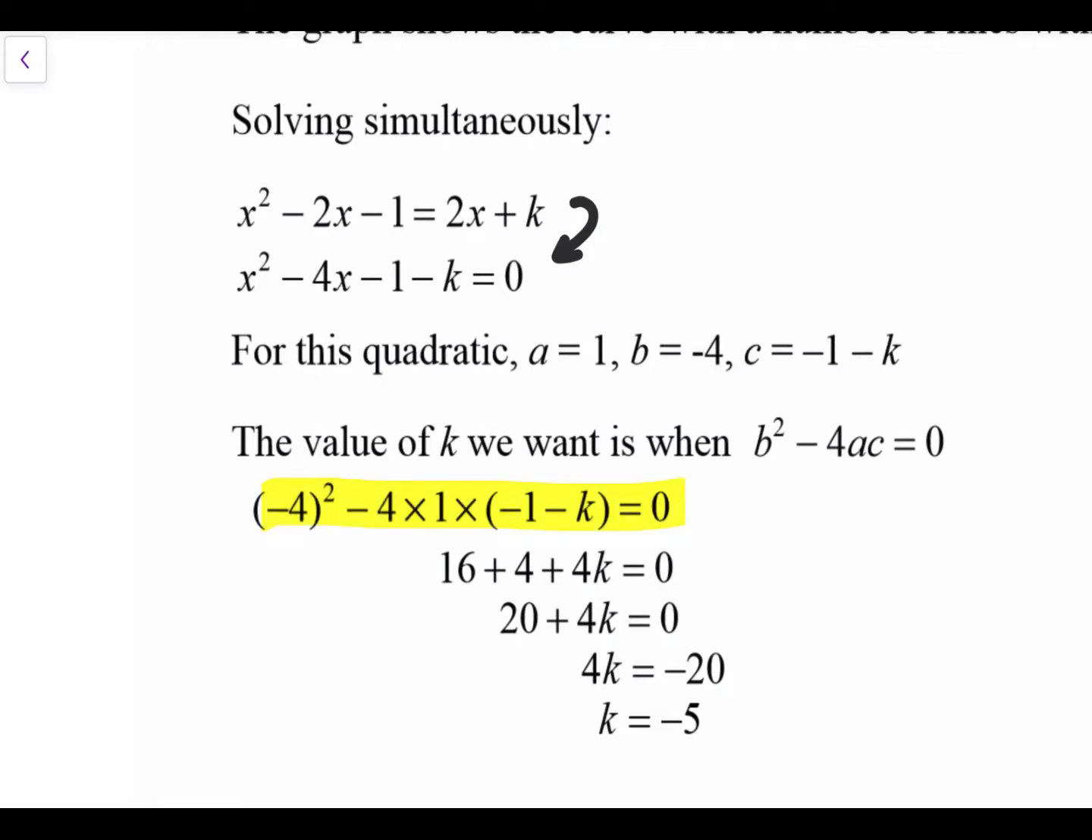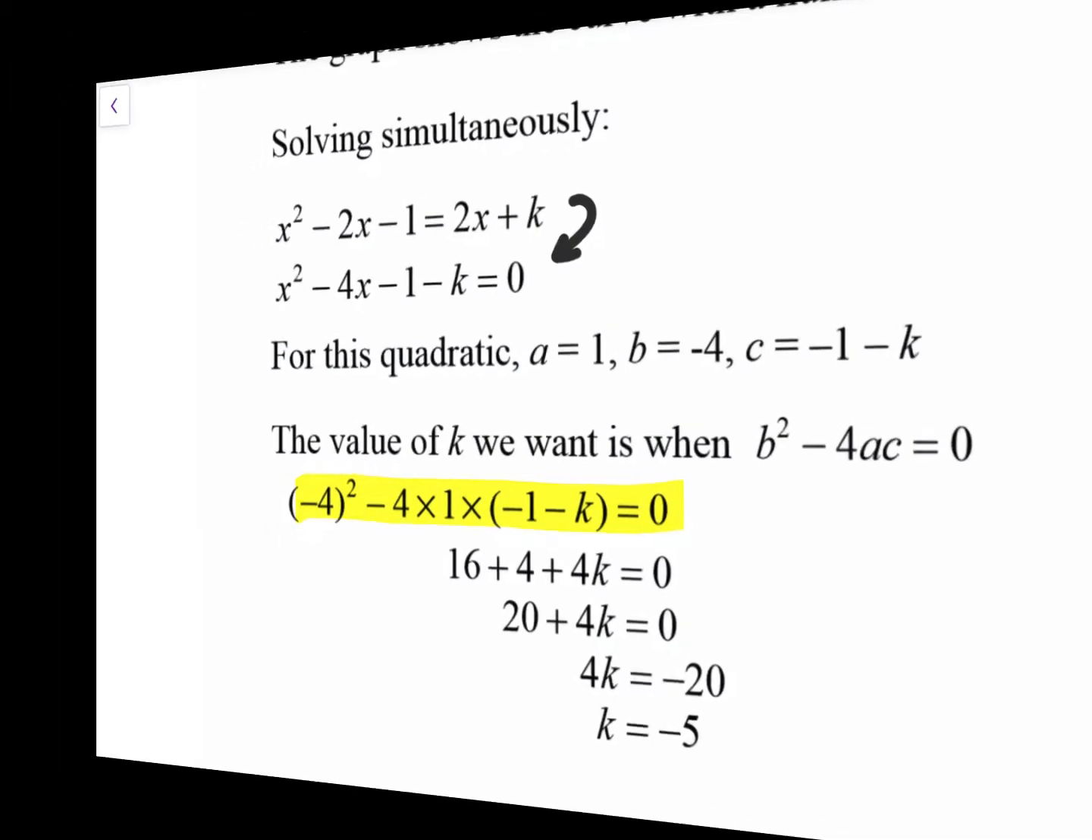Expand out the brackets, 16 plus 4 plus 4k. Be very careful with the signs. Equals 0. Solve that for k, and we get k is equal to -5. So that's the unique value there where that line is a tangent to the curve.